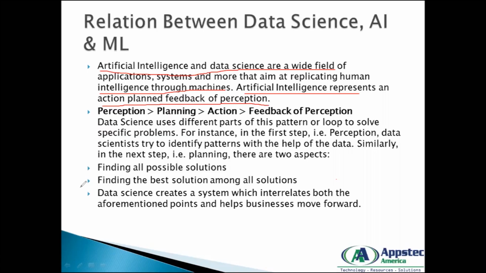So this entire parent domain is called data science, out of which human intelligent replicating systems are called AI. So we have a perception, we have a planning, we have an action, and then we have a feedback. Now, what is this? So data science uses different parts of this pattern or loop to solve specific problems. For example, perception. Data scientists try to identify patterns with the help of data. That means I build a perception.